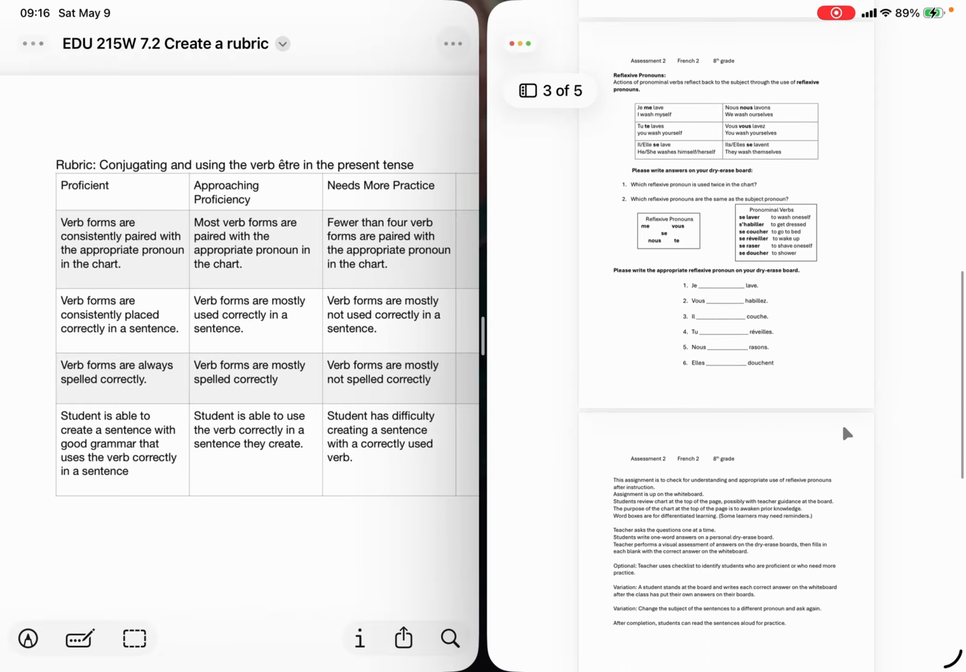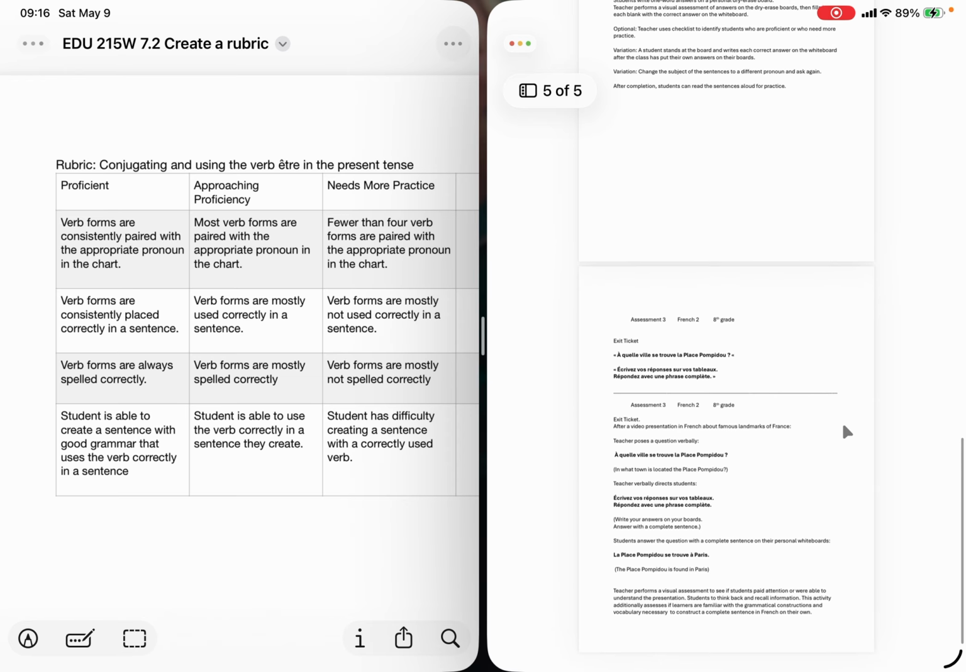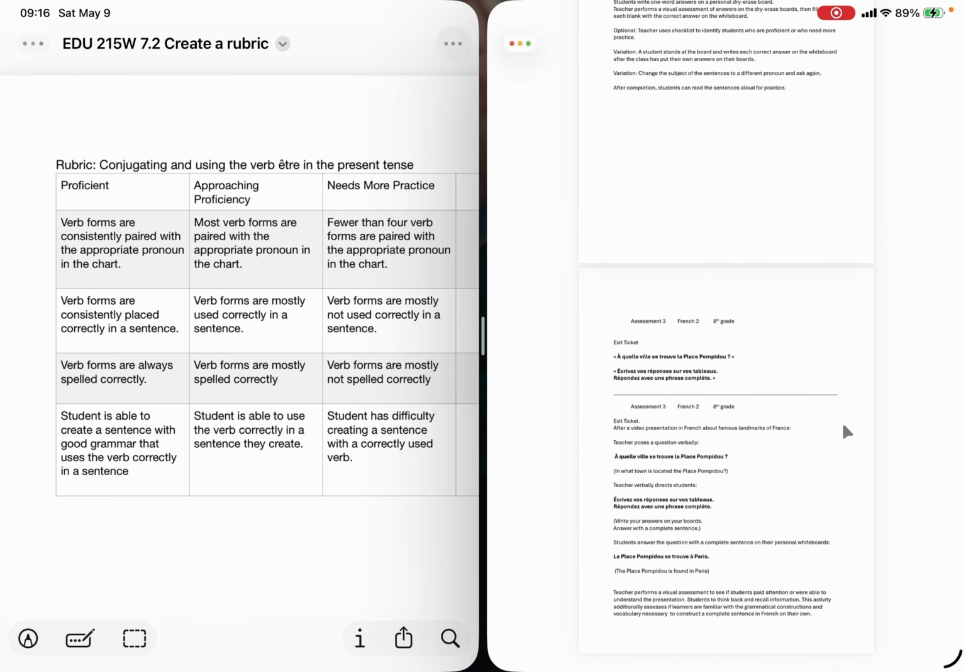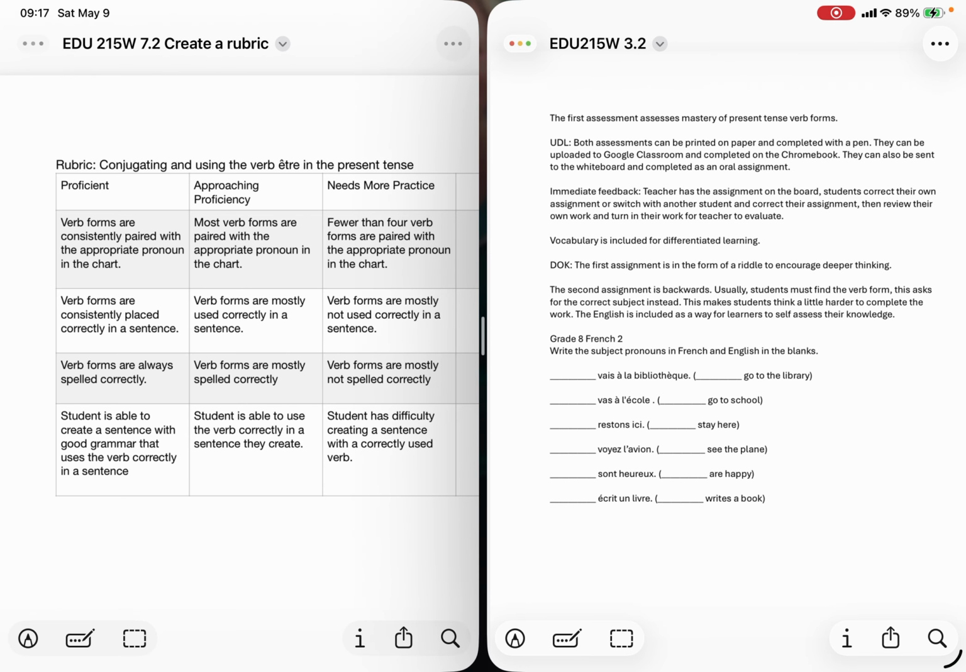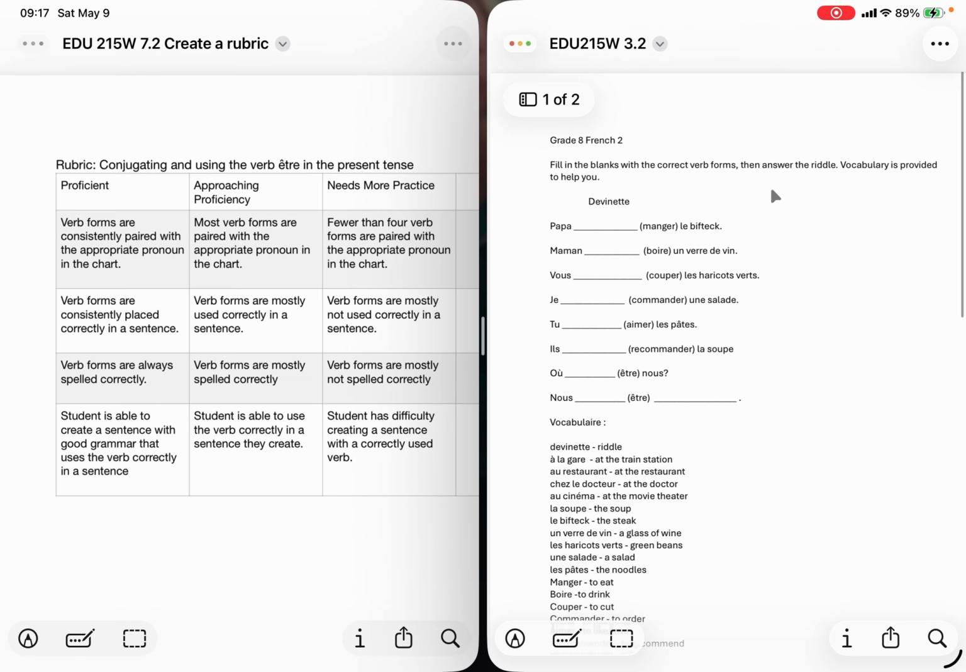a sentence. Here, this is a different assessment about whether or not they were listening with comprehension to a video about landmarks in France. Okay, the next. This one here. Let's see, do I have something at the top? I do. So this one would work with this assessment because it's about the verb form.